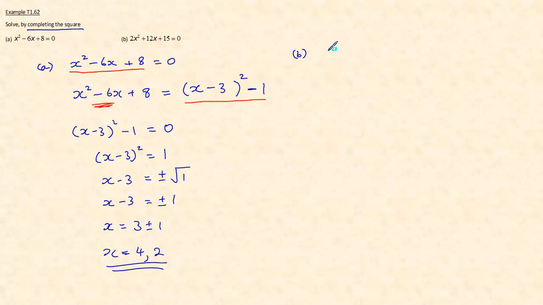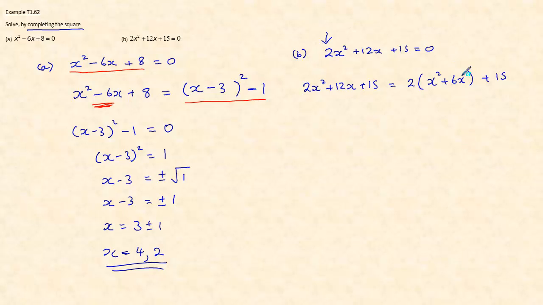Now in part B, we have 2x squared, add 12x, add 15 is equal to 0. So we need to complete the square on this. It's more difficult when we have a non-monic, in other words, when the coefficient of x squared is not just 1. But we can still do this. So 2x squared, add 12x, add 15 is twice x squared plus 6x plus 15.